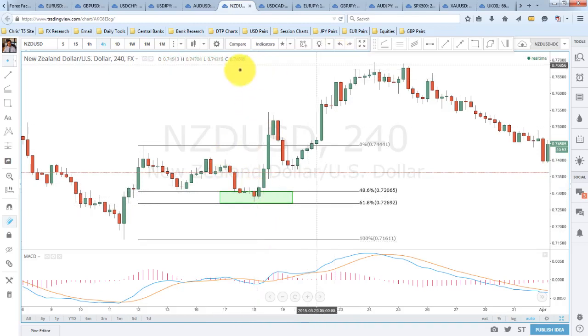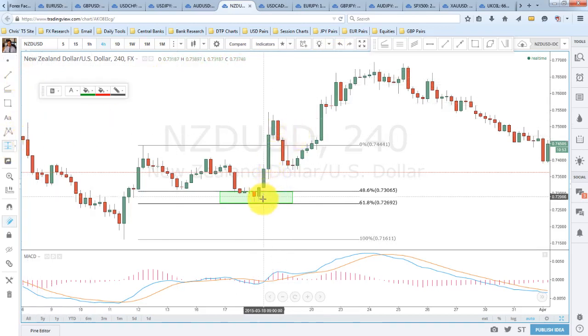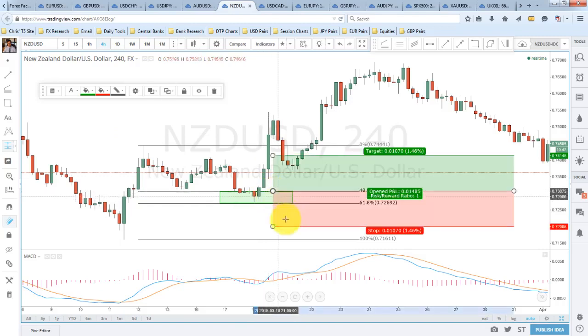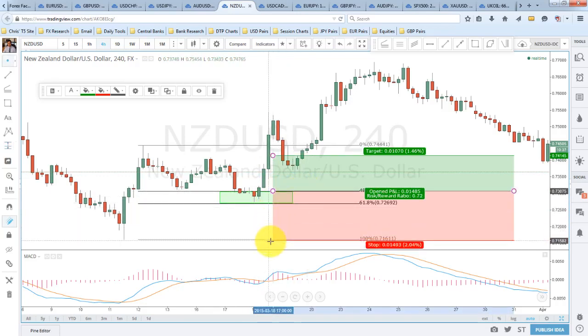Now, with a stop loss down below the low, what does that mean? That means from this particular time frame, let's just say we have a limit order in, we'll just use the 50%. Stop loss needs to go below the low of this pattern. And the target, let's go ahead and measure from the low.